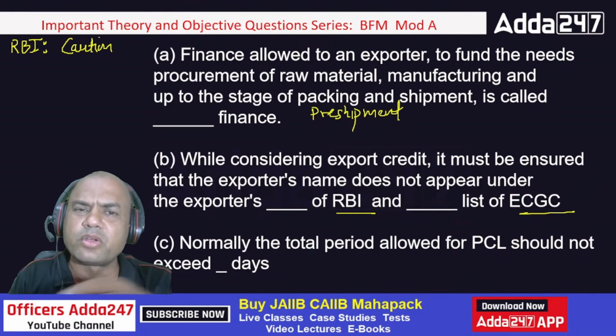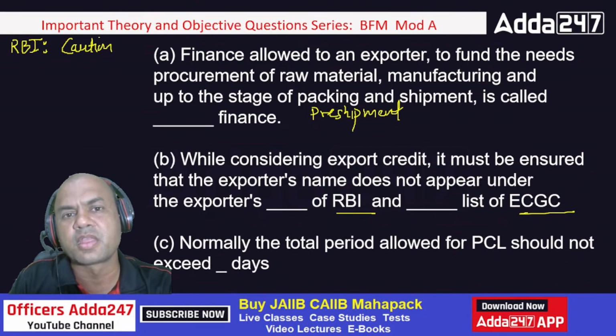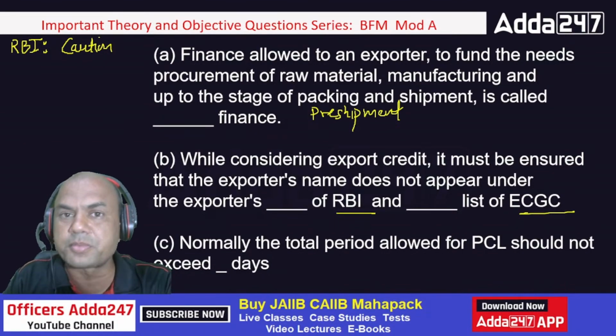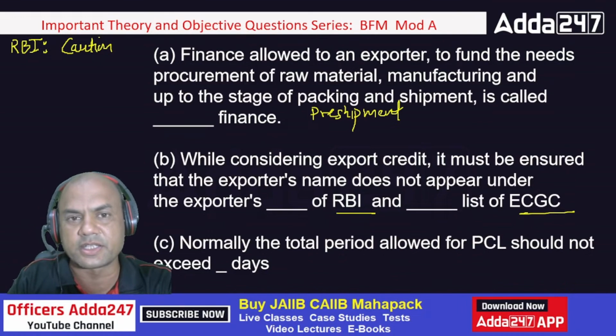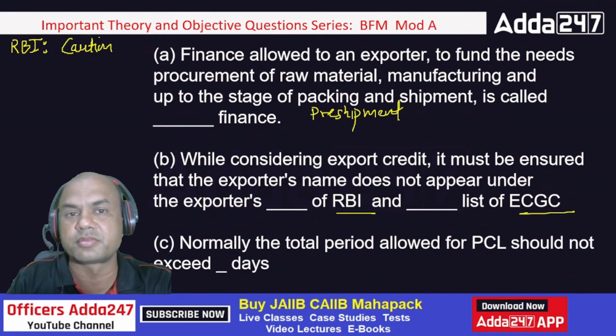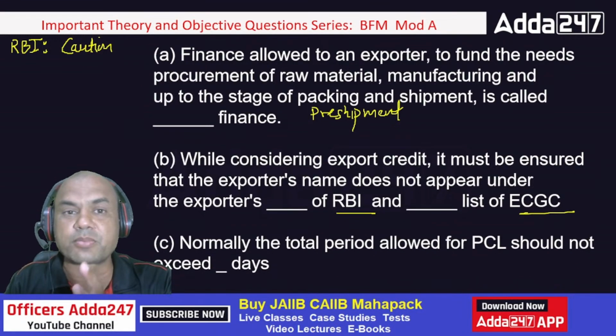Why does the name go into that caution list? The name goes into that caution list because there are certain problems with that person. For export, let's say, the goods have gone, but the money has not come in. So it means there is some problem with that client.